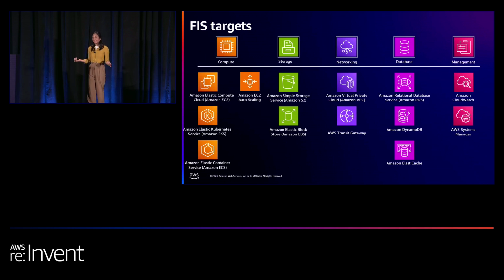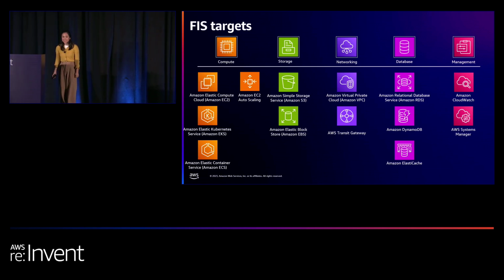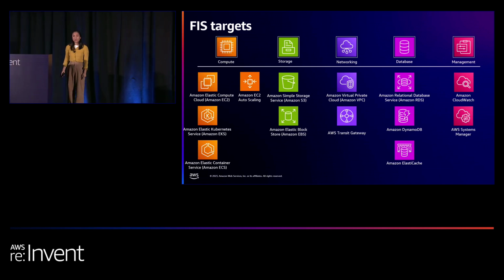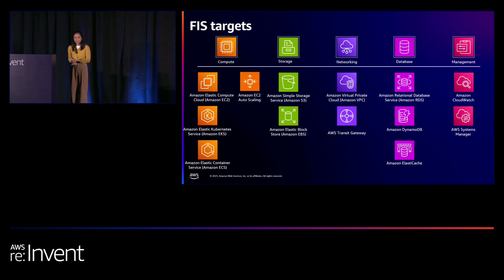Now, this is all great, but what can you test with FIS? We support a range of AWS services from compute, storage, networking, database, and management. FIS initially launched with support for EC2 instances, and this year we launched support for container faults for EKS pods and ECS tasks. I also want to mention that we have a fault to allow you to simulate an unresponsive EBS volume, the EBS pause volume I/O.